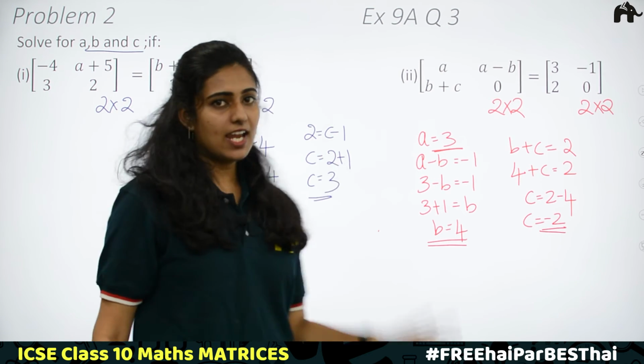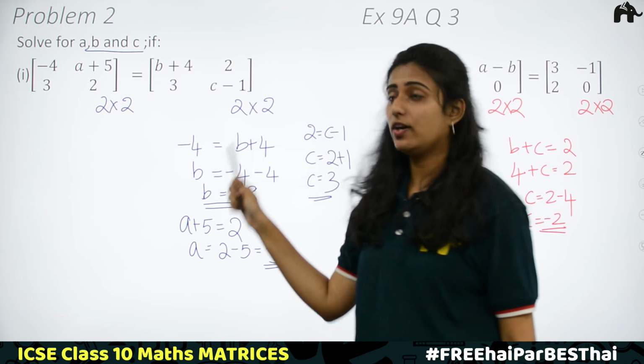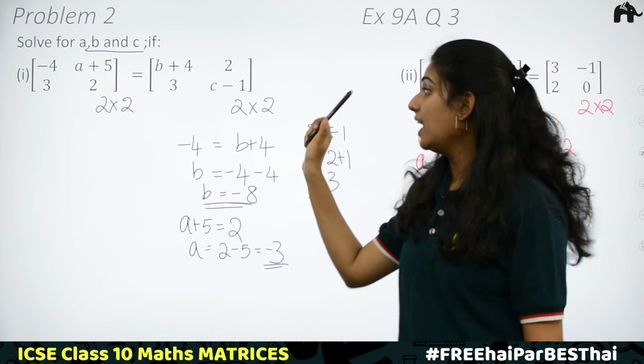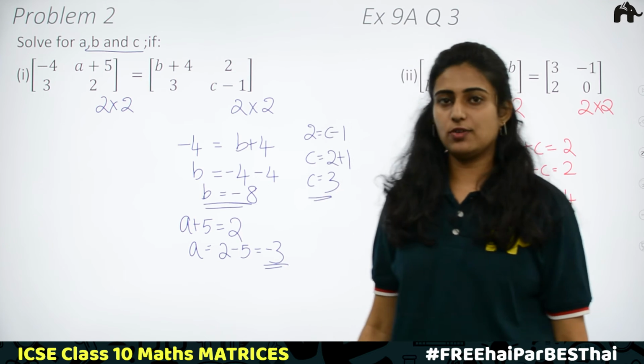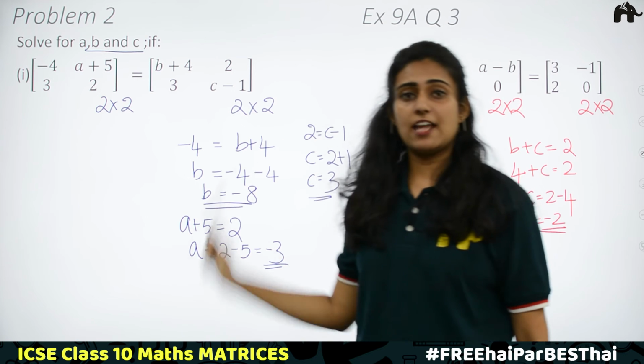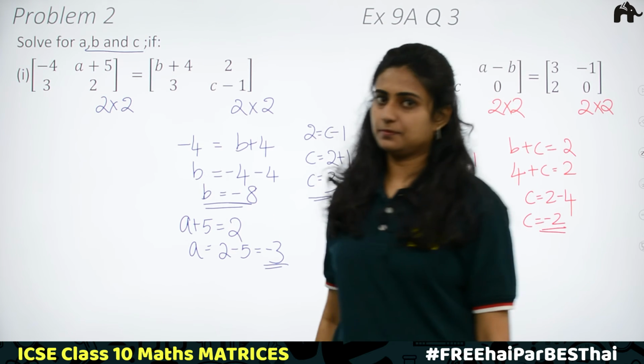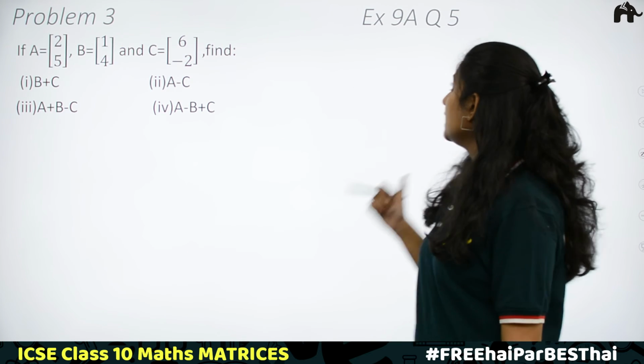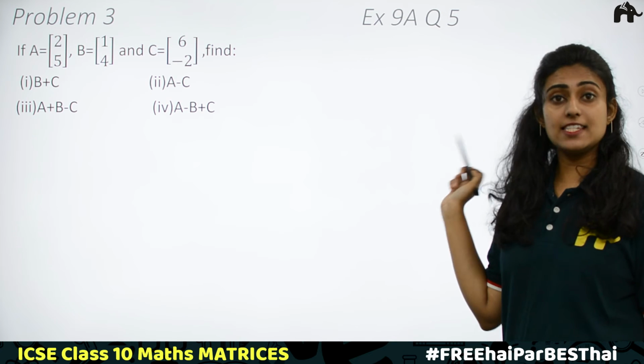Just we need to have an idea that if two matrices are equal, then their orders are equal and the corresponding elements are also equal. If the corresponding elements are equal, then we can substitute and find the values of the variables here. Okay. Next, problem 3, question 5 of exercise 9A.